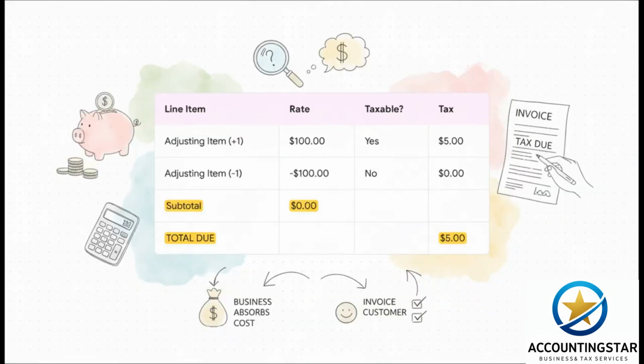And here it is in action. It's so clever. On your invoice, that first line is for the original sale amount, and you mark it as taxable. Boom, it calculates the $5 in tax. The second line is for the exact same amount, but as a negative number, and you mark this one as non-taxable. So the positive 100 and the negative 100 cancel each other out. The subtotal is 0, but that $5 in tax from the first line, it's still there. The total amount due is now only the sales tax. It's a fantastic solution, isn't it?